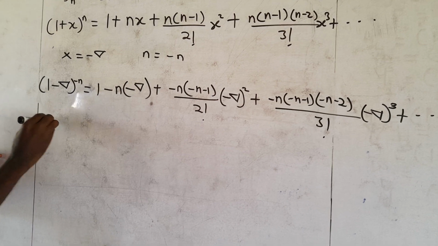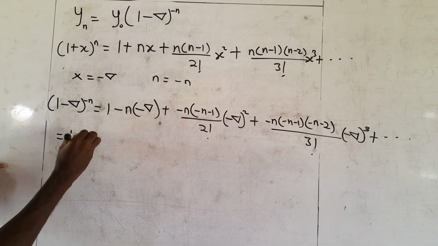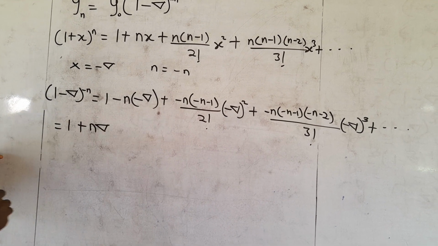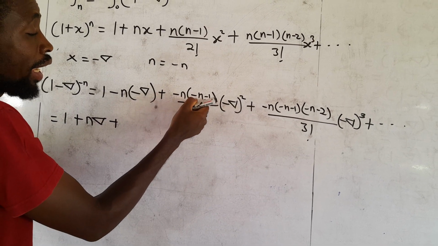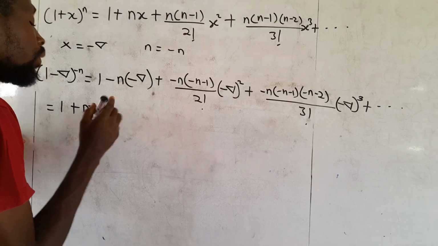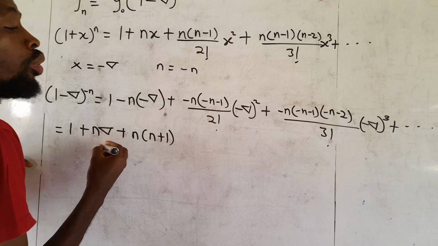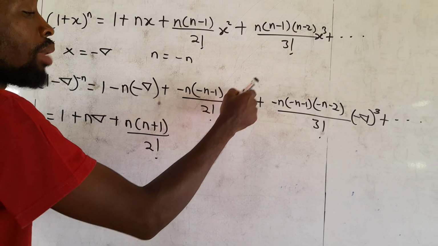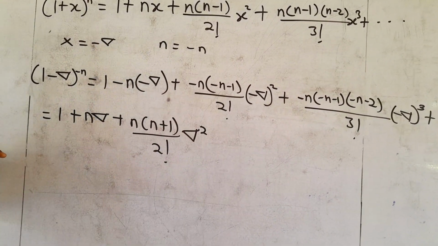Now let's polish this very well. So we can get 1, negative n times negative nabla, that will be plus n nabla. I hope you get that. Then plus, when we factor our negative out, it will affect this. That will become positive. So we can get n plus 1 all over 2 factorial. Then negative nabla square will be positive nabla square. I hope you get that.